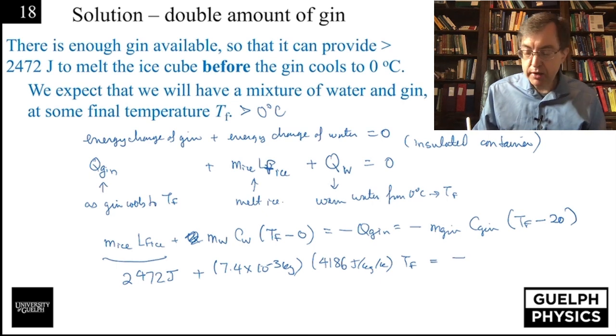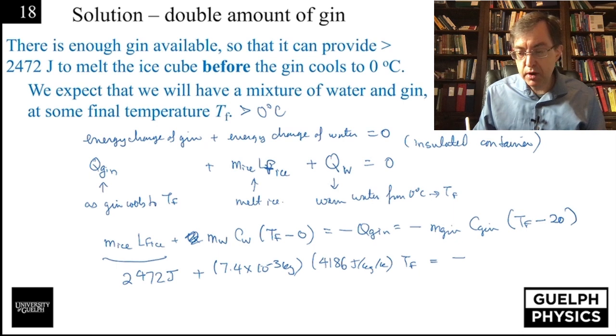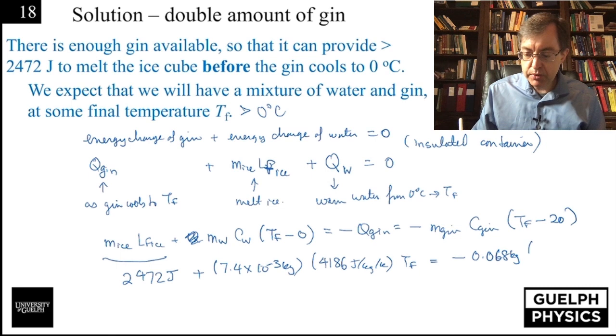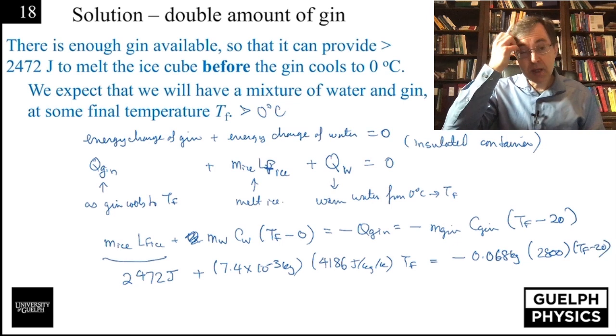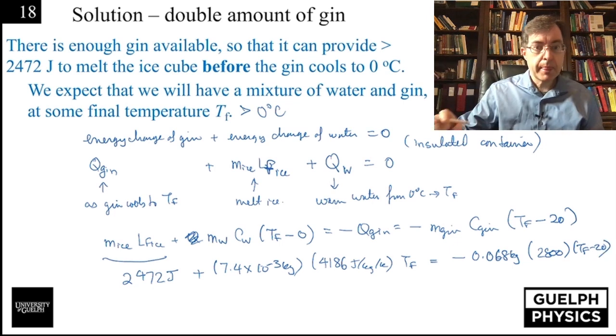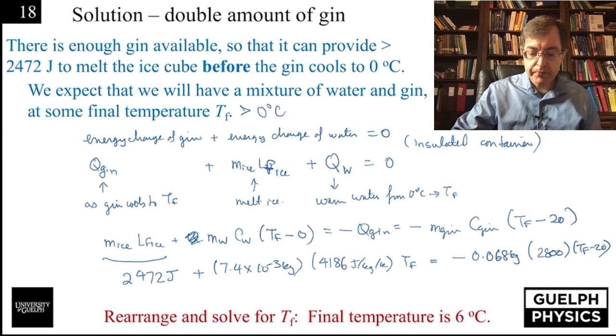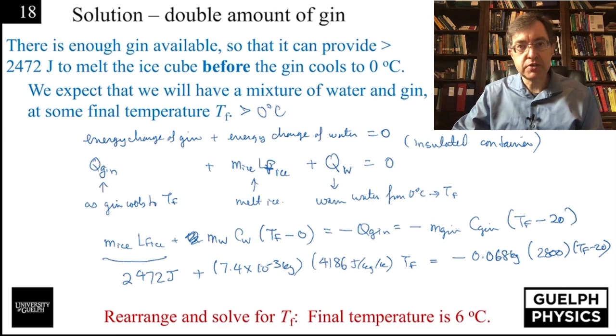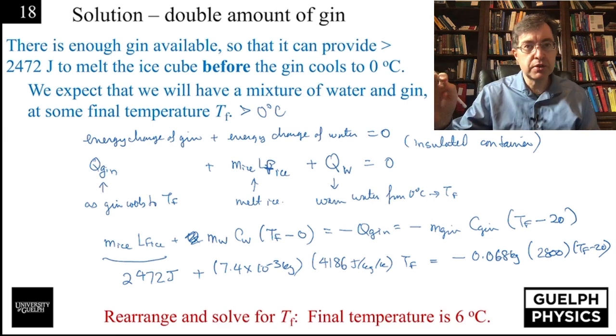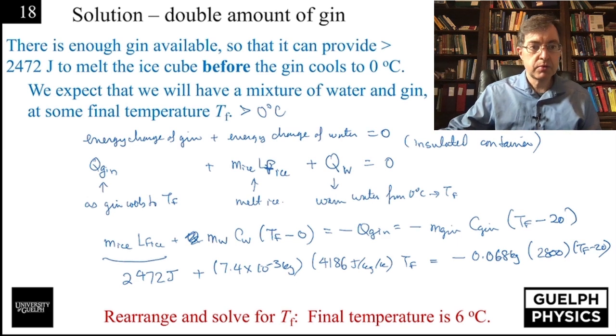Now you have a double shot of gin, so you're not at 34 grams now, you're at 68 grams, so that's 0.068 kilograms. Your heat capacity of your liquid gin was 2,800, and you have a TF minus your initial 20 Celsius. Solving for TF, you get a final temperature of 6 degrees Celsius. So this isn't the coolest gin you can get with this double shot, but it's pretty cold.